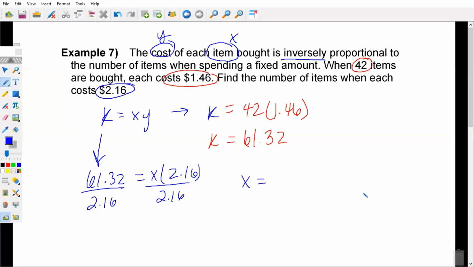Almost. Yeah, good job. All right, so 28 items. You should have gotten 28 items.